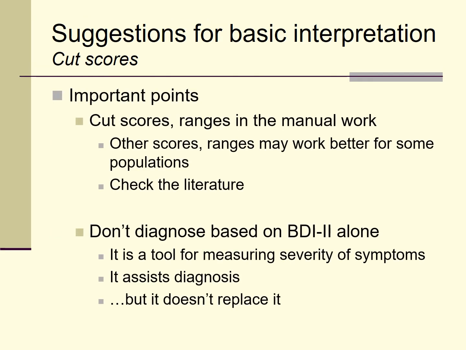So the important point to make is that these cut scores are just ranges that are in the manual, and they tend to work. Other scores and other ranges might work better in some populations, and you certainly can check the literature. I did a while ago, and I found, as I tried to illustrate here, fairly similar cut scores, but they're not set in stone.